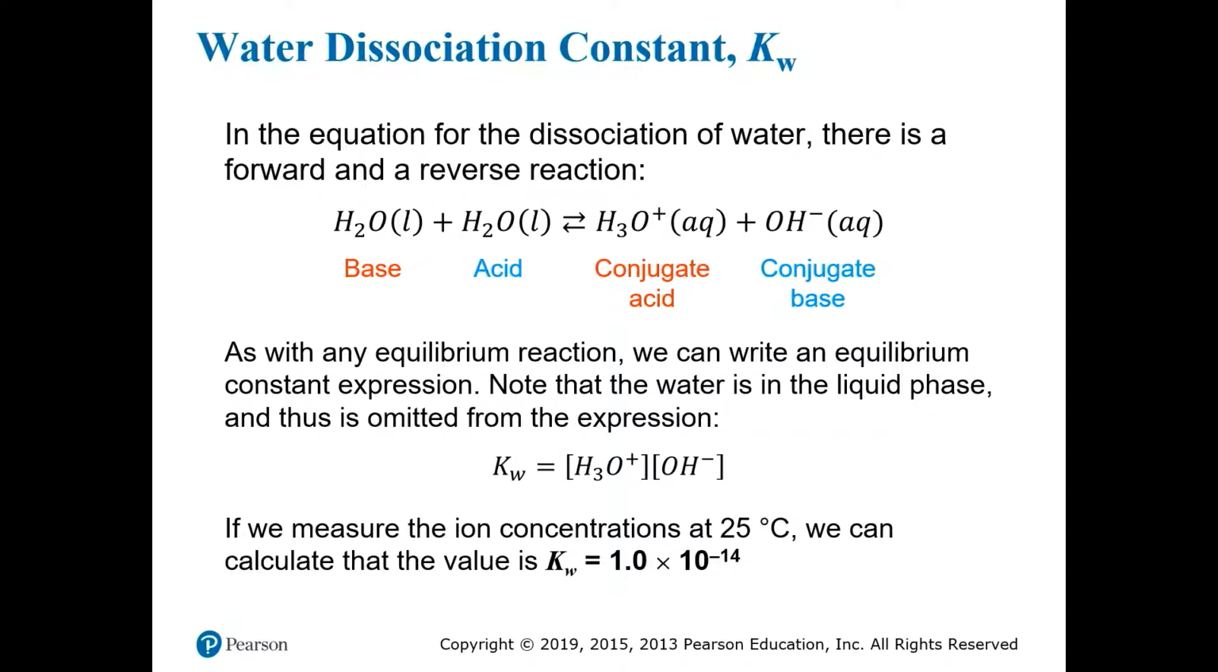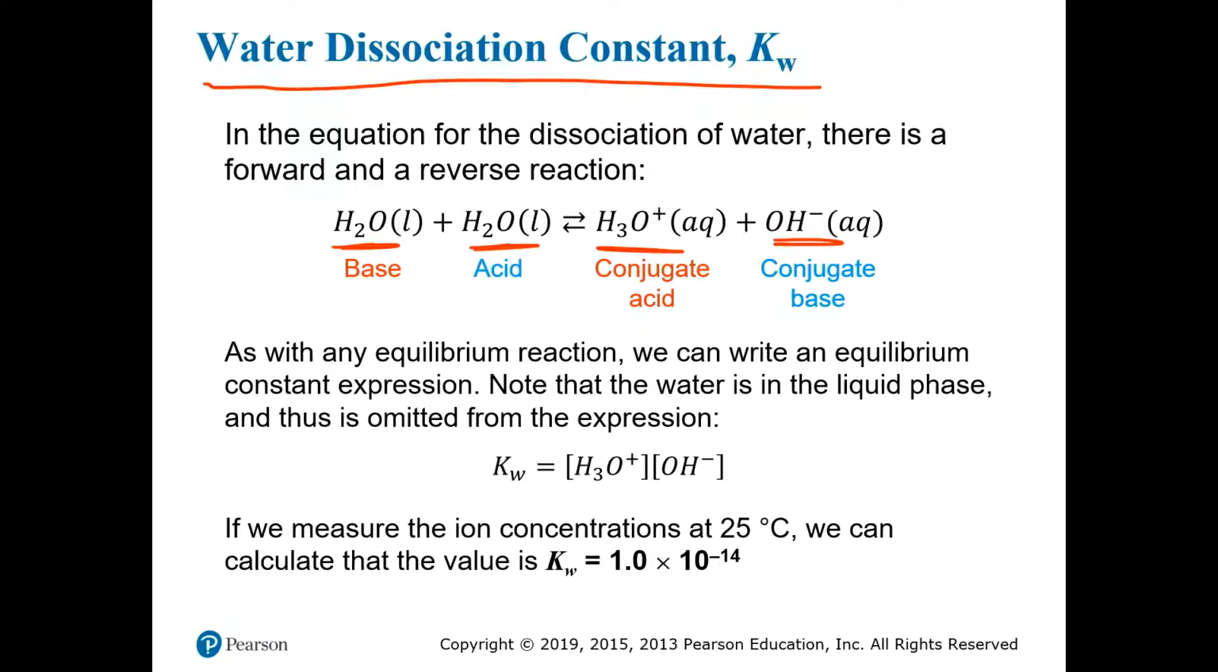As with any equilibrium reaction, we can write an equilibrium constant expression. For general equilibrium expressions, this is called Kc. For acids, it's called Ka, and now that we're dealing specifically with water, it's called Kw, the water dissociation constant. It's also sometimes called the ion product constant or the autoionization constant, or a few other terms which reflect the same idea. The expression here is to take the product concentrations, H3O plus and OH minus, and divide them by the reactant concentrations, which are both water.